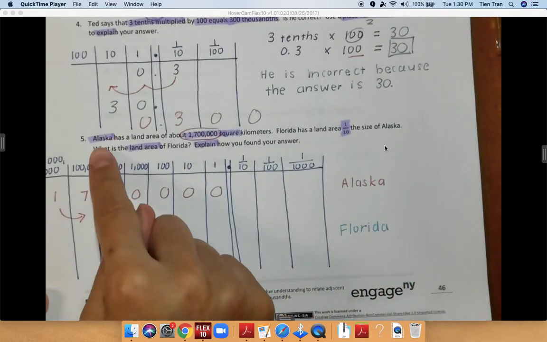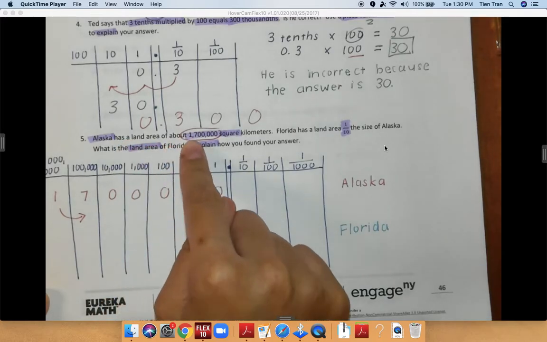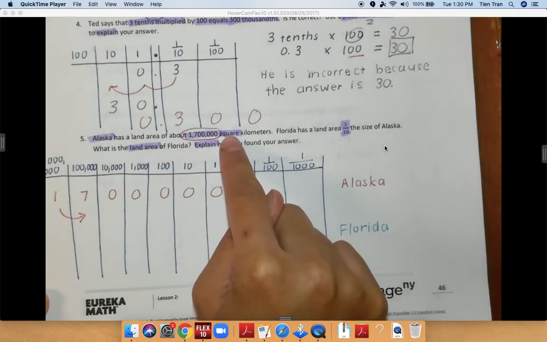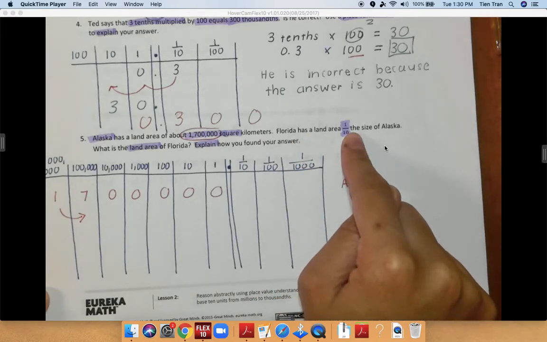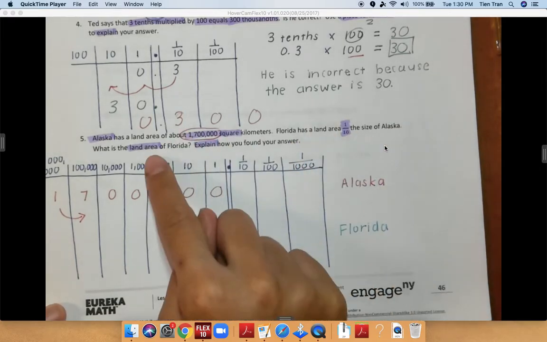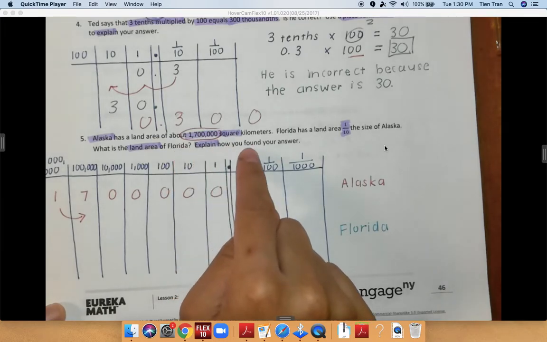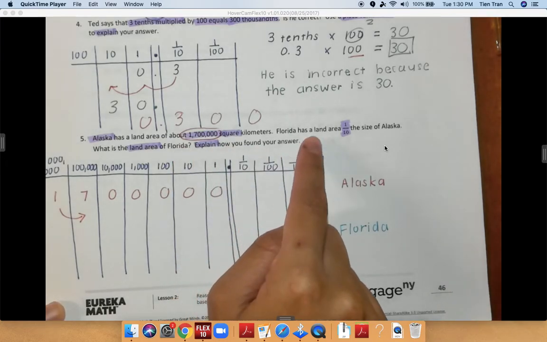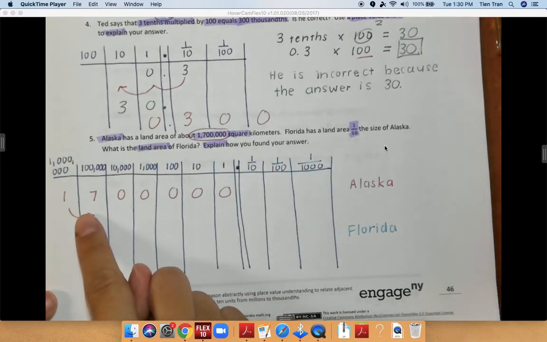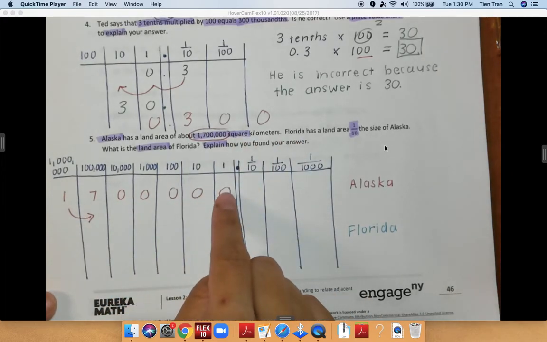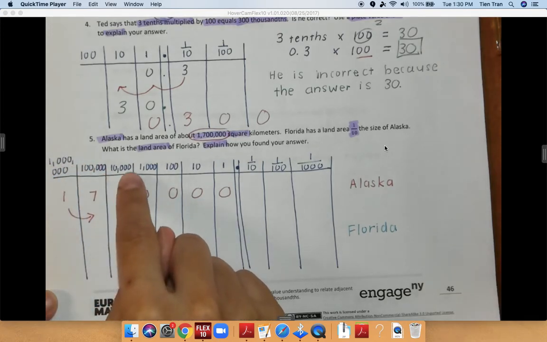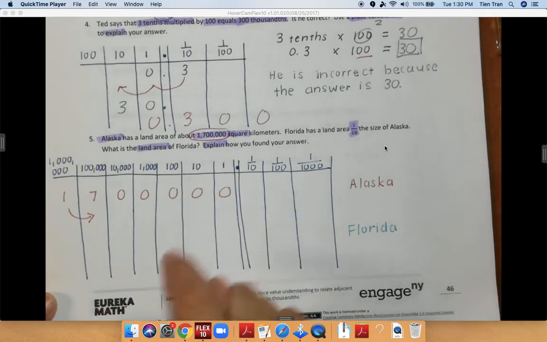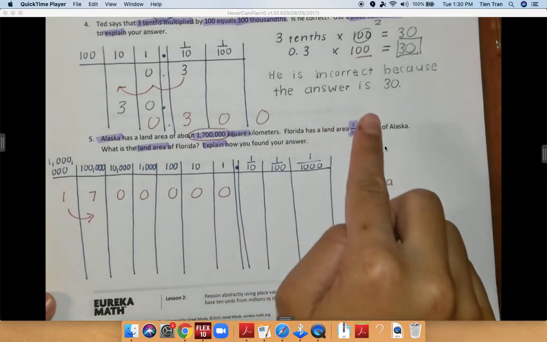Okay? Now, next problem. Problem 5. Alaska has a land area of about 1,700,000 square kilometers. Florida has a land area 1/10 the size of Alaska. What is the land area of Florida? Explain how you found your answer. So, right here we have 1,700,000 square kilometers. I put the millions place right here, the 100,000, 10,000, 1,000, 100, 10, and 1.